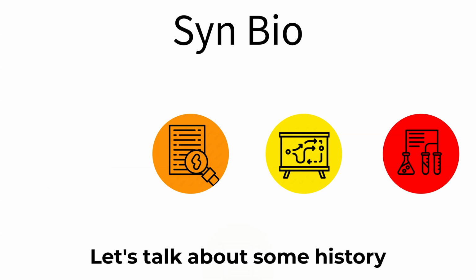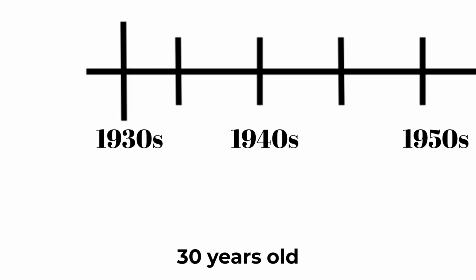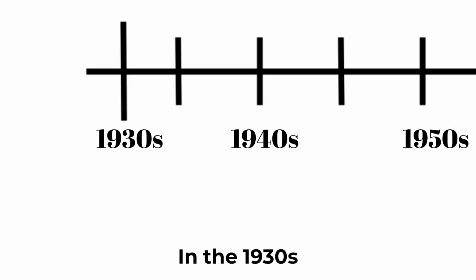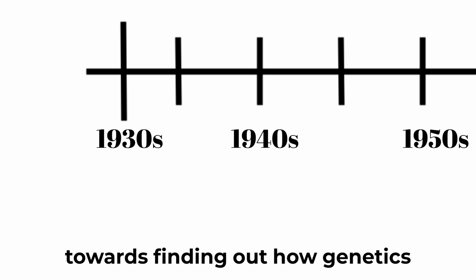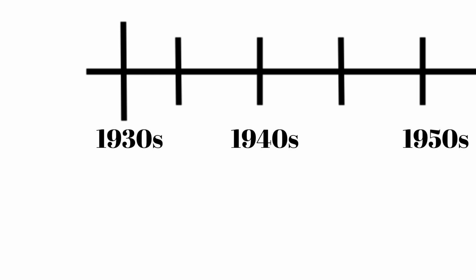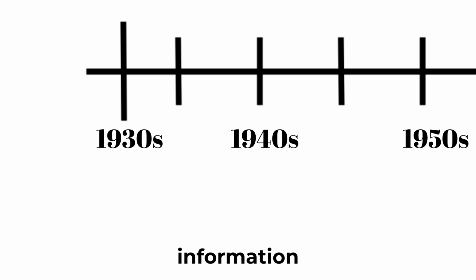Let's talk about some history. It is important to know that the term synth bio is only about 30 years old, but it is built on centuries of progress, especially in the past 100 years. In the 1930s, several groups were working towards finding out how genetics and inheritance worked on a molecular level. At the time, there was debate over whether DNA or proteins carried genetic information.